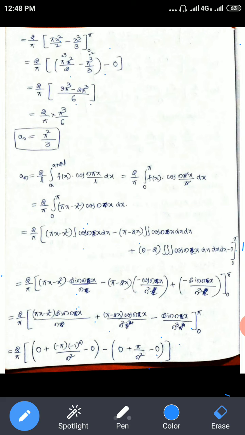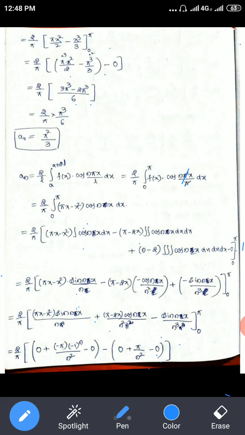2 by L, a to a plus 2L, f of x into cos n pi x divided by L into dx. 2 by, what is the length of the interval? That is pi. Next, 0 to pi, f of x into cos n pi x divided by L, L is pi, into dx. This pi gets cancelled. So what is remained? 2 by pi, 0 to pi.